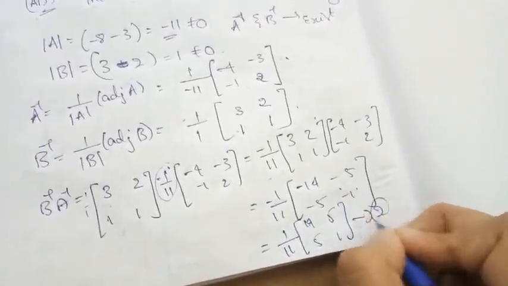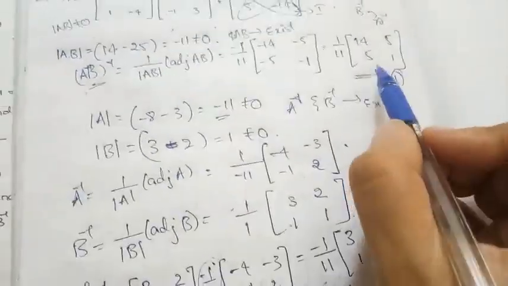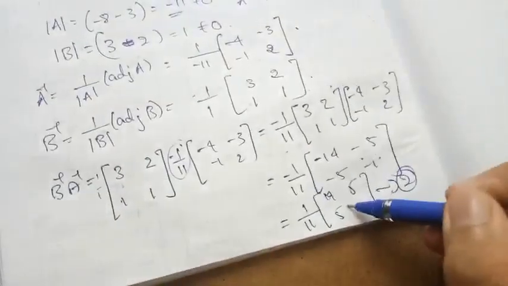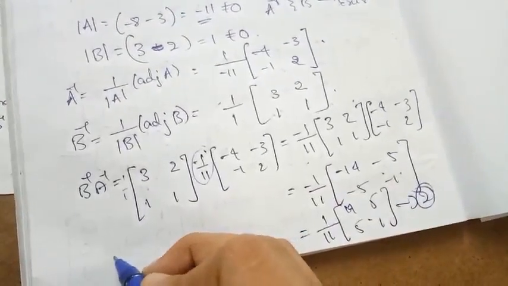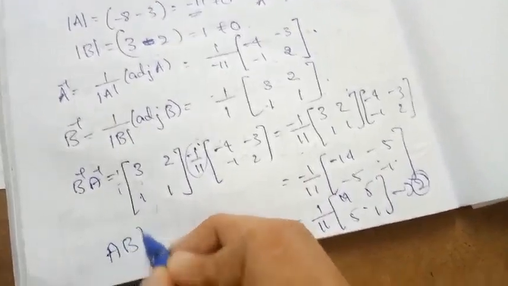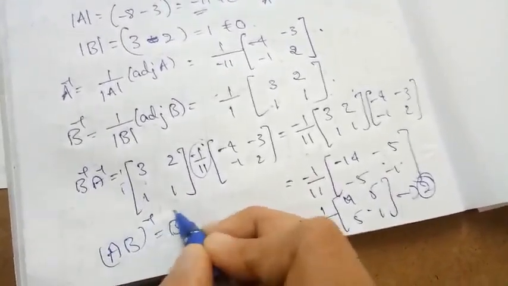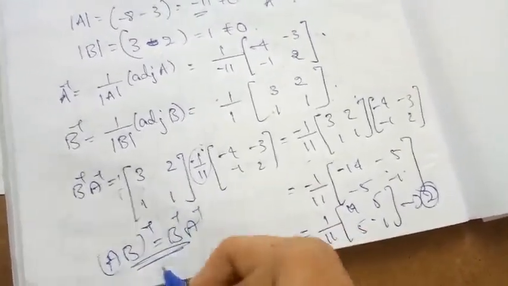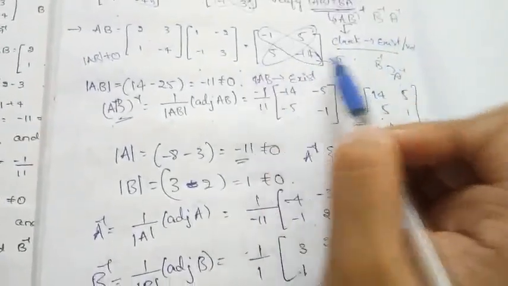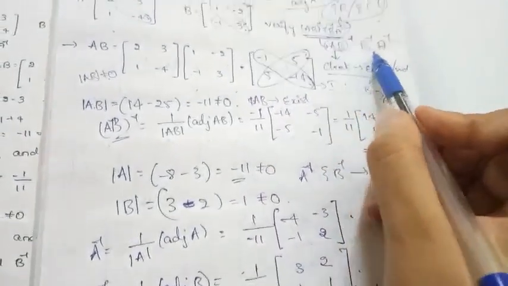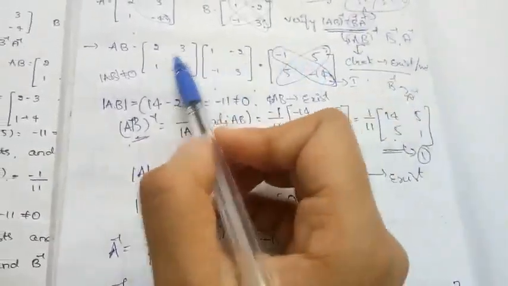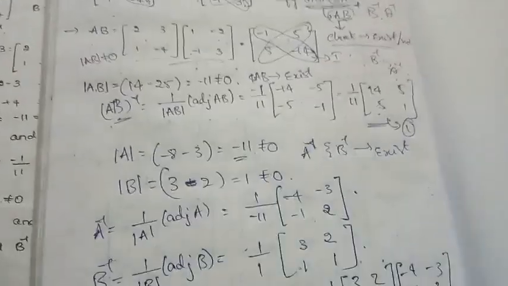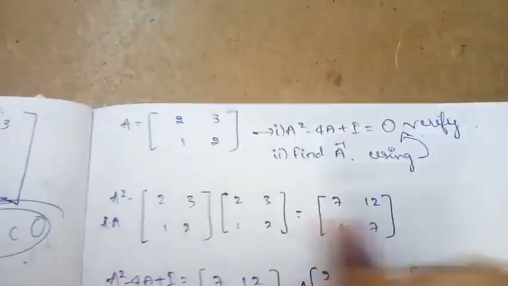I'll call this one equation 2. Now you can compare equation 1 as well as equation 2. It is clear that both are equal. Therefore, AB whole inverse is equal to B inverse into A inverse. This is how we have verified that AB whole inverse is equal to B inverse A inverse for a matrix of order 2. So let us move to the next problem.